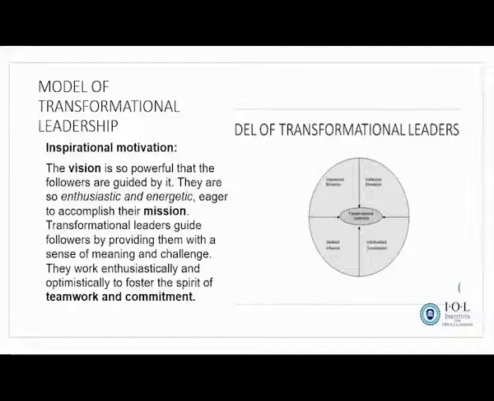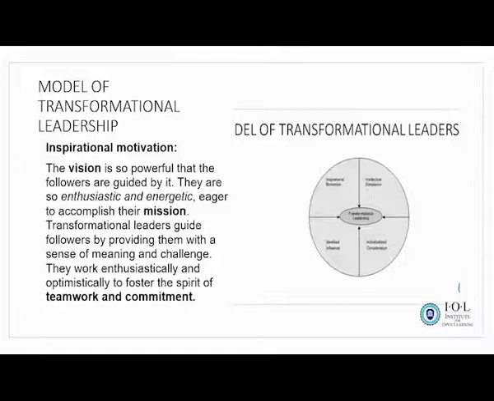The vision that we are talking about here is so powerful that the followers are guided by it. So every follower is there because they believe in the vision of the school. And they are so inspired that they are enthusiastic, energetic, and eager to accomplish the mission of the school. So transformational leadership guides followers by providing them with a sense of meaning and challenge.